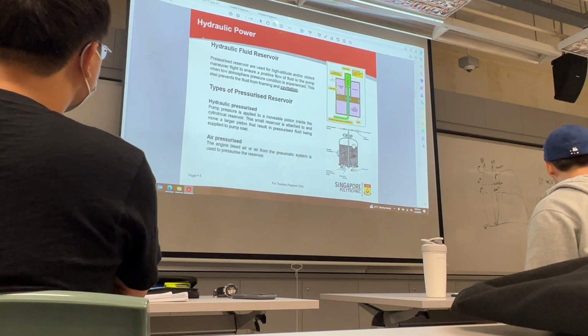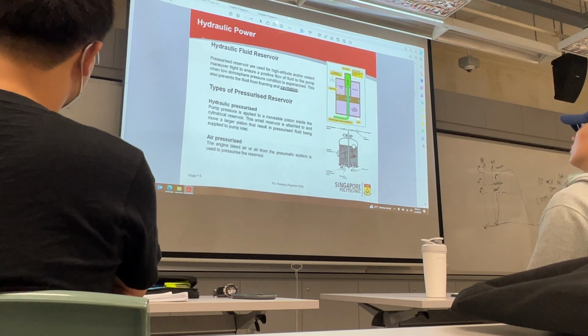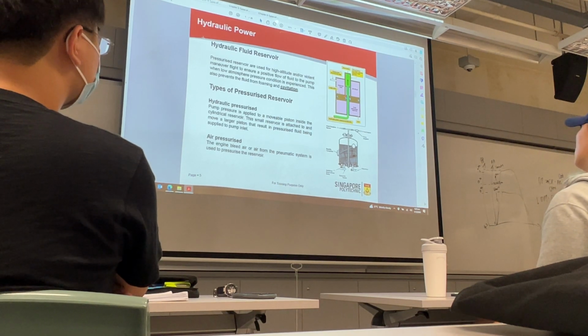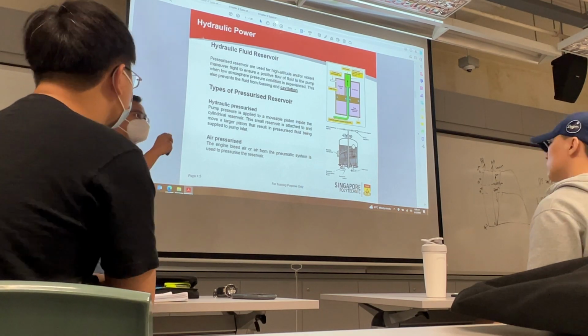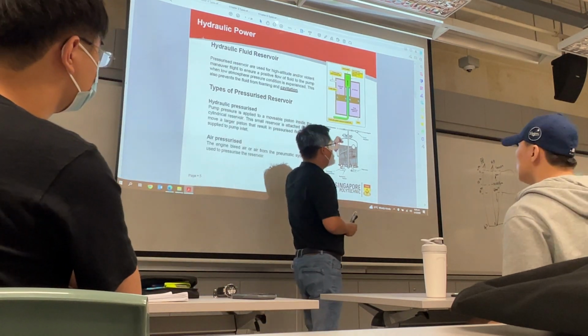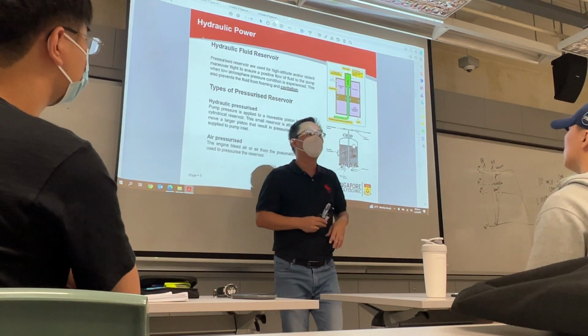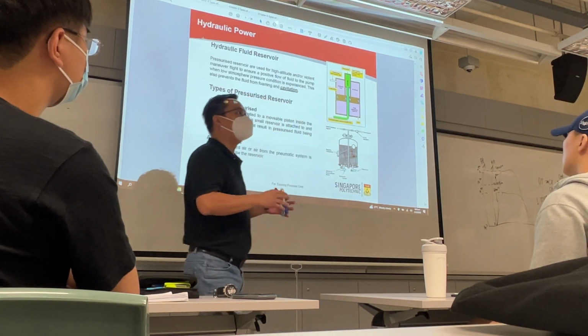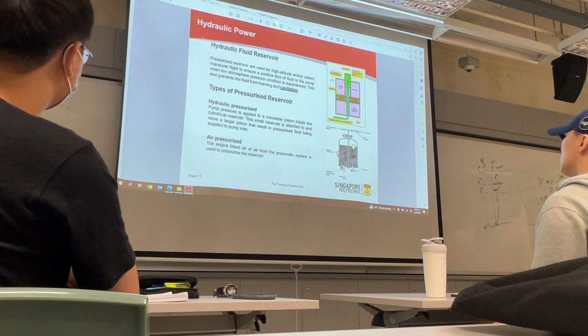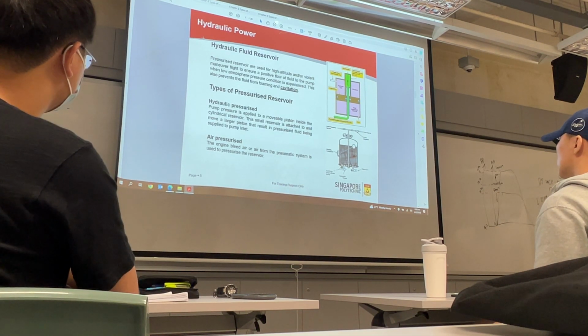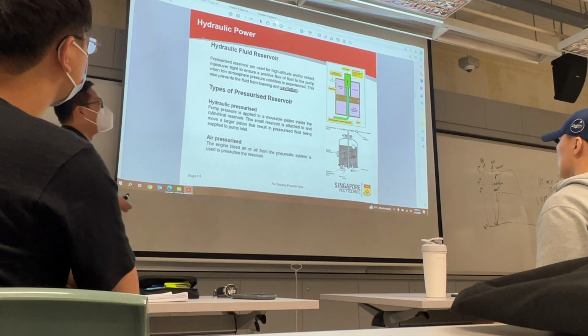Now, pressurized reservoir, we have two types. We use the system hydraulic pressure to help us press this up, or else we use bleed air. You'll be surprised, sometimes we even use bleed air to pressurize the reservoir. Not all aircraft have it, but fighter aircraft use bleed air to pressurize the fuel tanks. Okay, just for info.